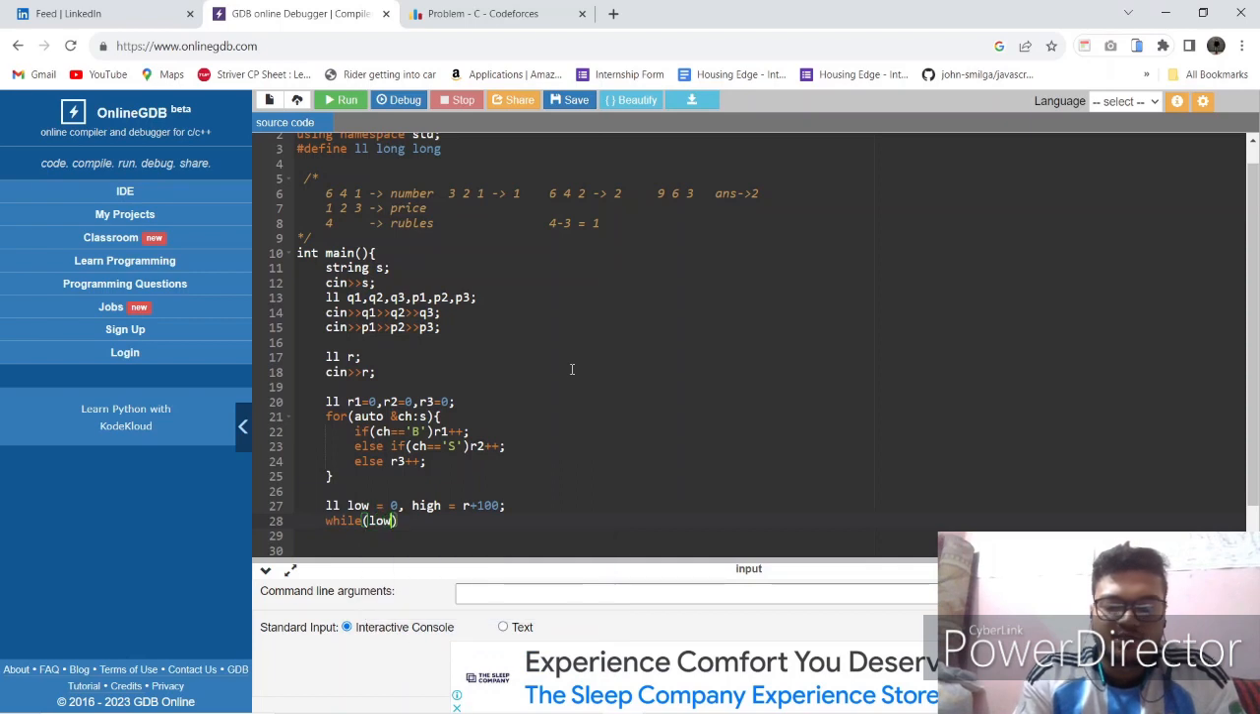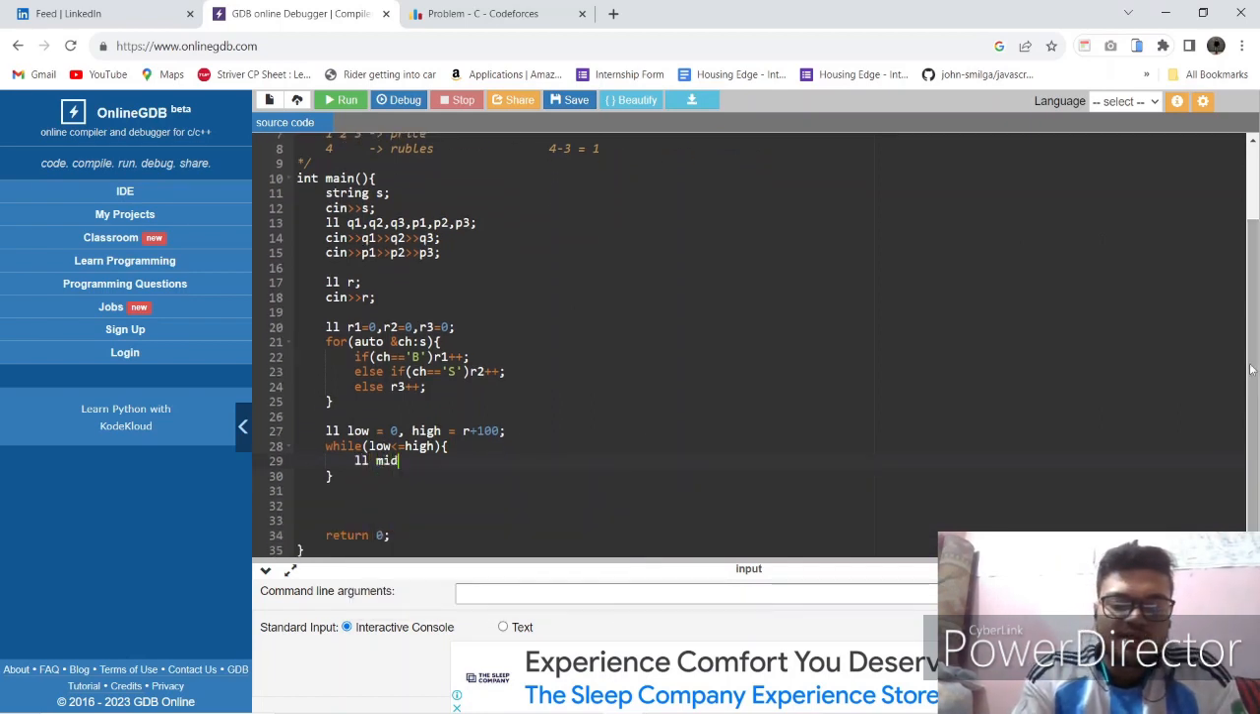So let's run the binary search. While low is less than or equal to high, we will require the mid. So mid equals low plus high minus low divided by 2. Mid will be indicating the number of hamburgers that we have. Okay, so we have the number of hamburgers, right? Now we have to find out the ratio of the hamburgers, the ratio that is available.